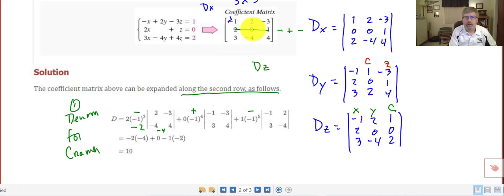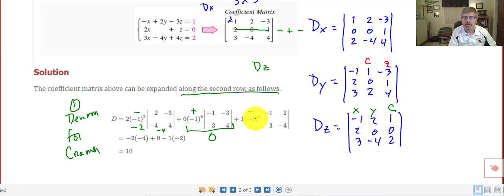Continuing across the second row, our second term, our second column, is 0. So 0 times all of this is going to become 0. So that one's nice and easy. And then for the final one, we grab our 1 and bring that down.